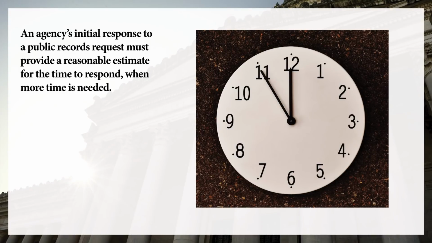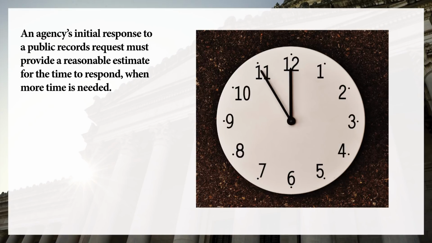An agency's initial response to a public records request must provide a reasonable estimate for the time to respond when more time is needed. A reasonable estimate should account for many factors, including the time to have the requester clarify the request if needed, as well as time to assemble and review the records, provide notice to affected persons or agencies if needed, to redact exempt information, and to create a withholding or exemption log.